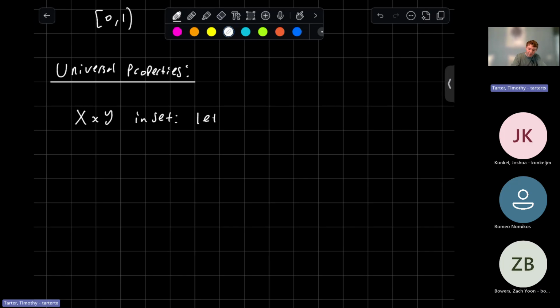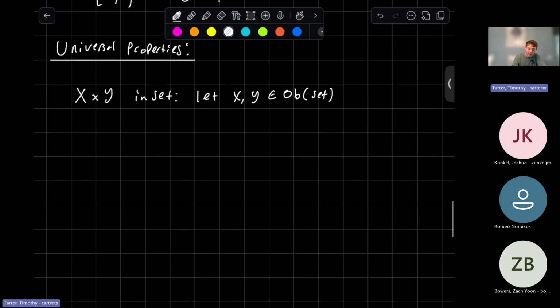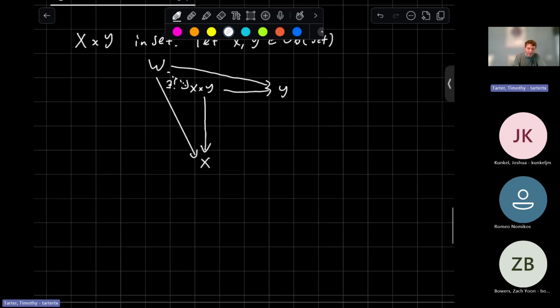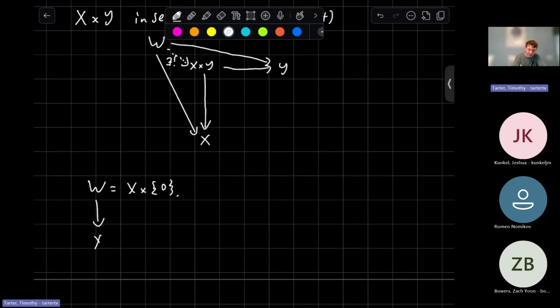So let X and Y be in the objects of Set, then the universal diagram of products is as follows. For anything to go from another set W into Y or into X, it factors uniquely through the product. So what does this mean? It means that, if you have W is like X Cartesian product 0, right? Or even the empty set. It just means that to send W into X, this happens by going to the product first, X product Y, and then we come down to X.